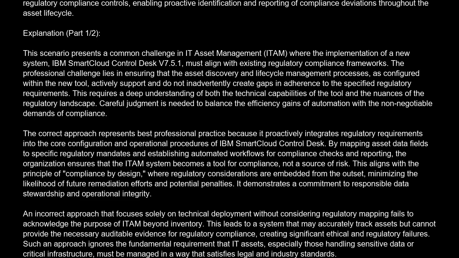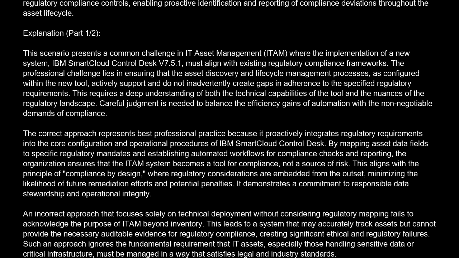The correct answer is B. Develop and implement automated workflows within IBM SmartCloud Control Desk that link asset attributes to specific regulatory compliance controls, enabling proactive identification and reporting of compliance deviations throughout the asset lifecycle.